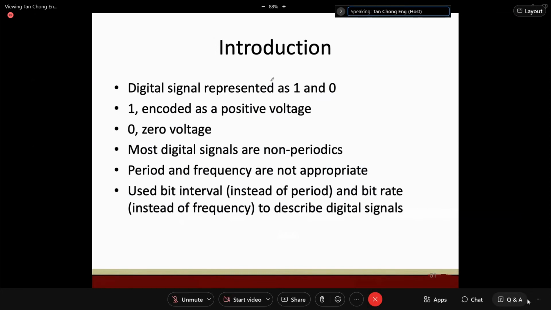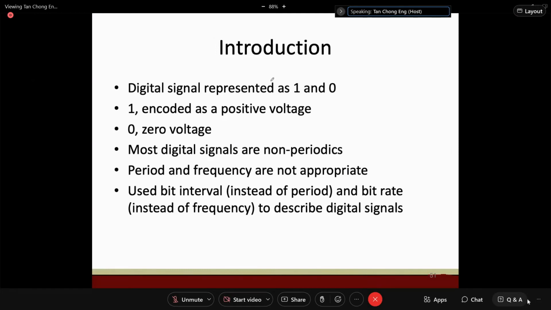Your MP3 file is data. It's digital data. And your MP3 file cannot be transferred over the transmission media just like that. In order for you to transmit your MP3 file over the network, your MP3 file data, digital data, will first have to be converted into a digital signal so that it can be used to represent 1 and 0.